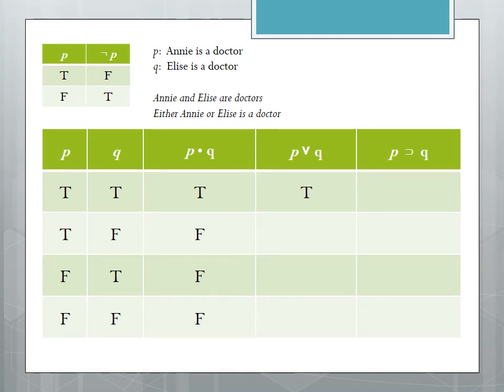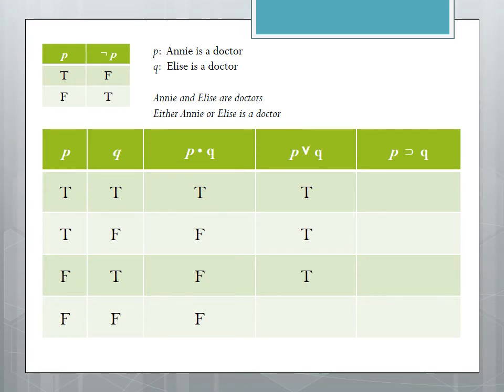So if it turns out that Annie is a doctor, but it's false to say that Elise is a doctor, then I think most of us would regard the sentence either Annie or Elise is a doctor as true. And similarly, if Annie is not a doctor, but Elise is, then again the sentence either Annie or Elise is a doctor would turn out to be true. Suppose that you remember that one of them is a doctor, but you don't remember which. So I think you would regard yourself as saying something true if you were to say either Annie or Elise is a doctor.